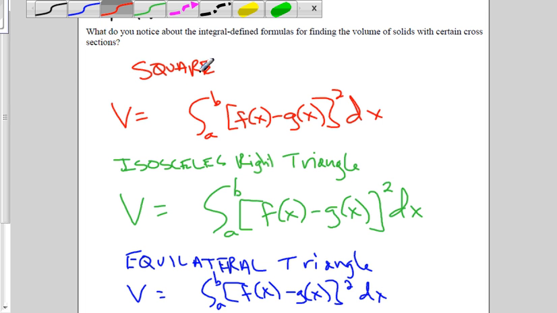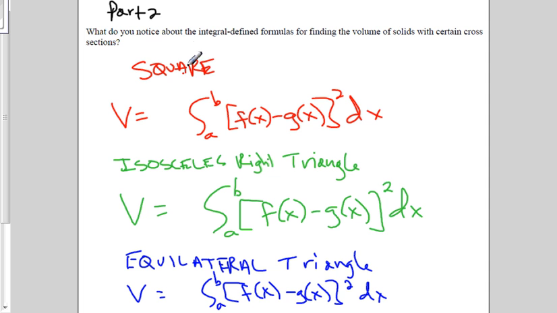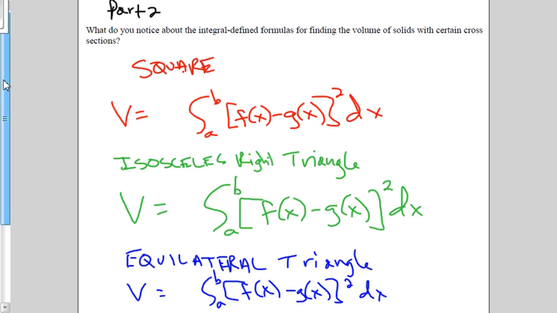Calculus, Unit 7, Day 64, Part 2. So there's a quick question. I kind of went over it, but just to make sure we're all on the same page. What do you notice about the integral formulas for finding the volume of solids with certain cross sections?